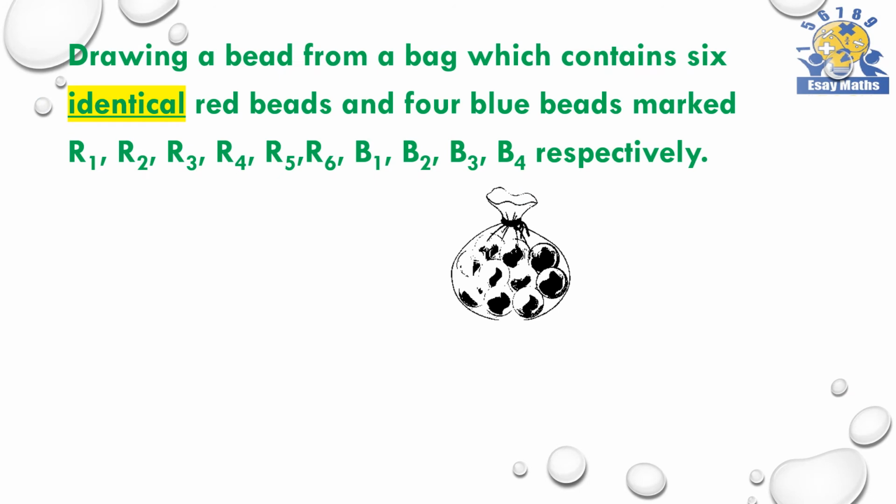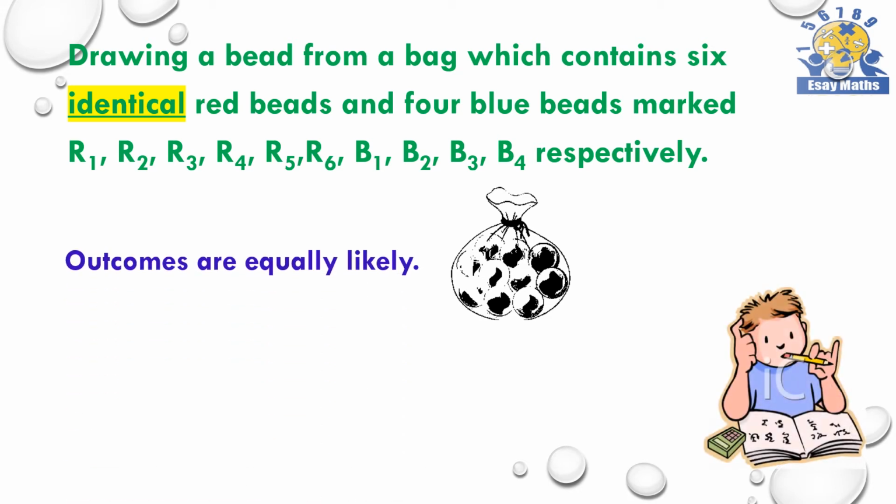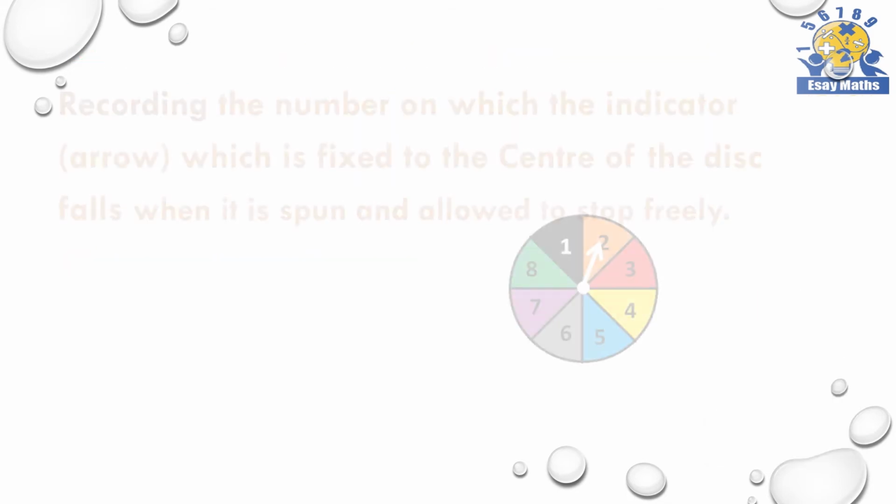Drawing a bead from a bag which contains 6 identical red beads and 4 blue beads marked R1, R2, R3, R4, R5, R6, B1, B2, B3 and B4 respectively. Here all the balls are identical. So outcomes are equally likely.